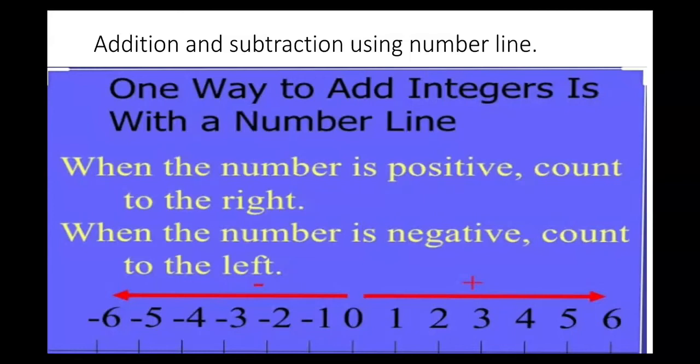Let's revise what we have learnt earlier. Addition and subtraction using a number line. One way to add integers is with a number line. When the number is positive, we count to the right. When the number is negative, we count to the left. And hence we can solve many problems using a number line.